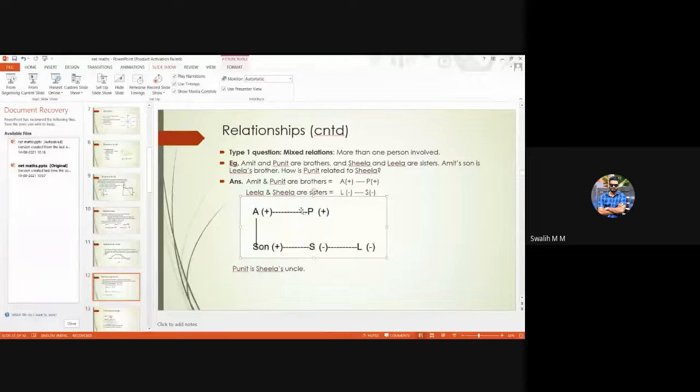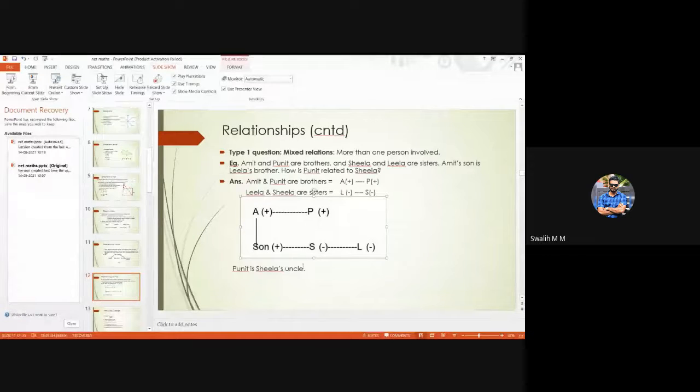How would Punit be related? See, Sheila is Amit's daughter and Punit is Amit's brother. So Punit would be Sheila's uncle and Sheila would be a niece of Punit. Now the question is, how is Punit related to Sheila? So Punit is Sheila's uncle.